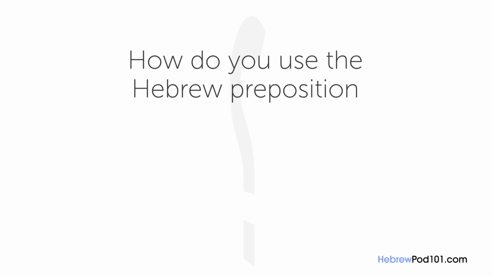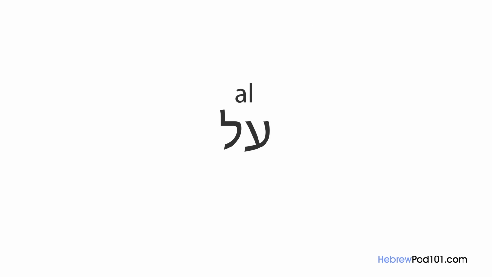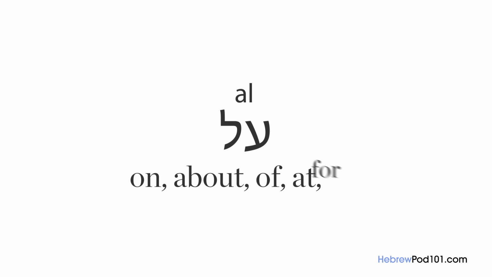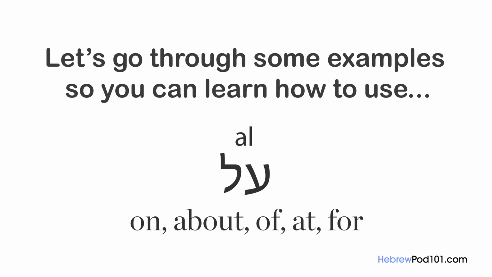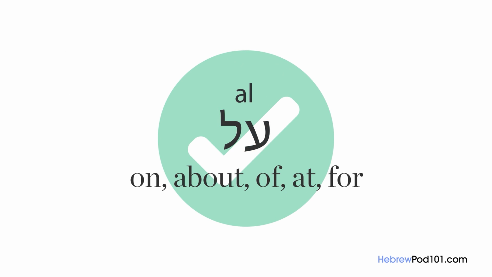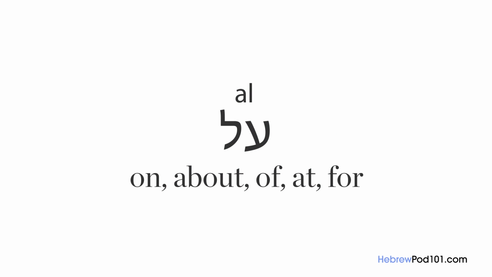The question for this lesson is, how do you use the Hebrew preposition al? The Hebrew word al has many uses. It can mean on, about, of, at, or for, depending on the context. Let's go through some examples so you can learn how to use al correctly. First, let's do some examples for when al means on.